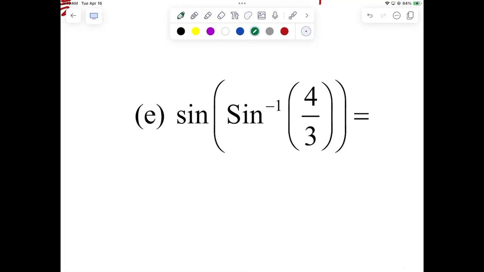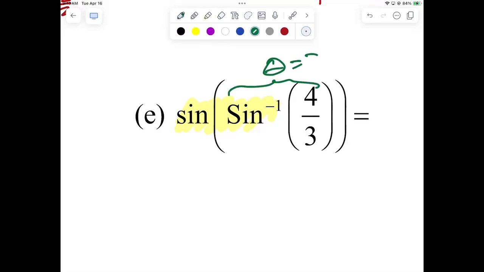All right, good. Let's try letter E. Sine of inverse sine of 4/3. So the first thing I'm noticing is that these are inverses of each other. Is 4/3 an angle or a ratio? It's a ratio. Is it a legal ratio? It's not a legal ratio. It's bigger than 1. So is there even such an angle?